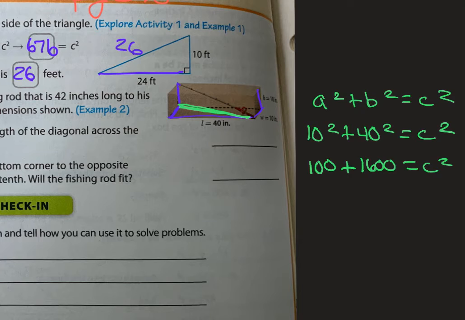Okay. So now I know that this is 1700, right? Equals C squared. And that's what it asks for. It asks us for the square of that diagonal.